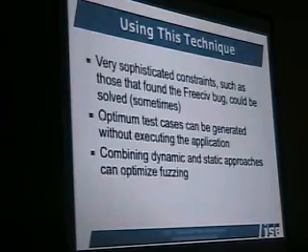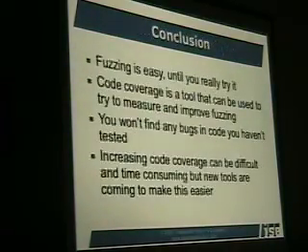Alright, so what's the point of the whole talk? Fuzzing sounds real easy until you try it. When you actually try it, you run into a lot of problems that no one ever told you about, but now I've told you about them, and I've told you some ways hopefully to solve them. Code coverage isn't perfect, but it's a tool you can use to try and improve your fuzzing. You definitely will not find any bugs in code that you have never executed. No one will argue with that. Increasing code coverage can be difficult and time-consuming, but there are tools coming that are going to make your life easy.